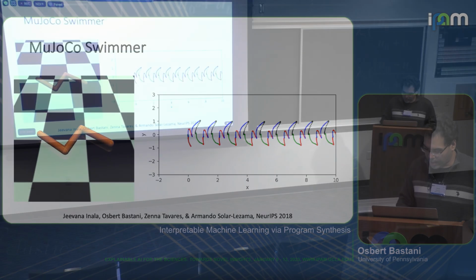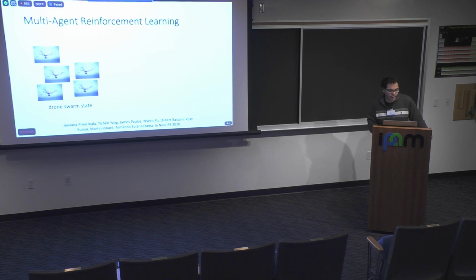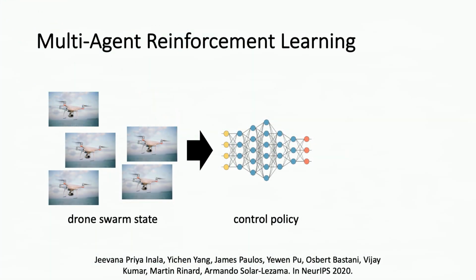So that's one example from control. We've also been working in the multi-agent reinforcement learning setting. This is a very different problem, but again, I think we can use program synthesis to learn more interpretable control policies. In this case, the complexity comes not from the repeating structure of the task, but from the fact that we have a very large number of agents. And in fact, it might even be a variable number of agents, right? So we have some space of agents, and we want to learn a policy for them to coordinate in order to solve some tasks.